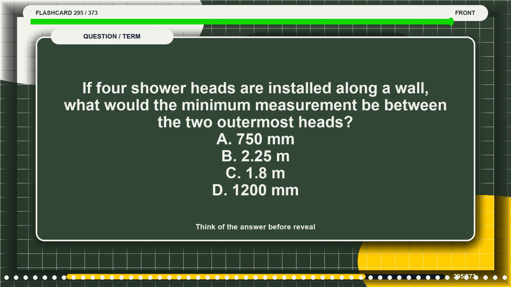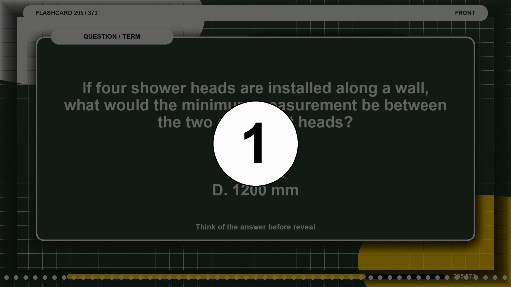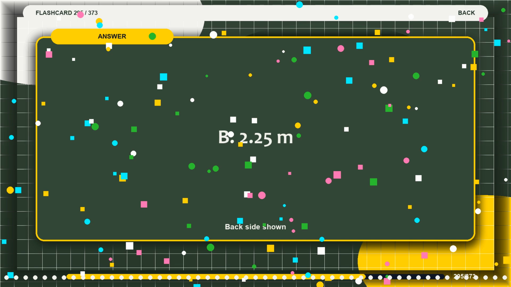Flashcard 295. If 4 shower heads are installed along a wall, what would the minimum measurement be between the 2 outermost heads? A. 750 mm. B. 2.25 m. C. 1.8 m. D. 1,200 mm. Think of the answer before the reveal. The answer is B. 2.25 m.